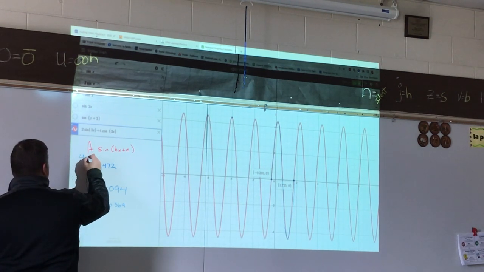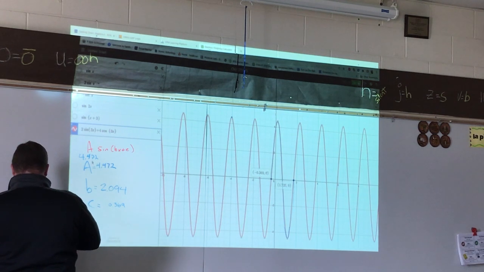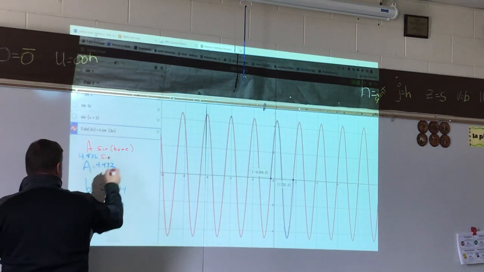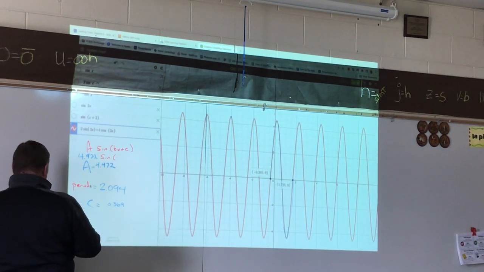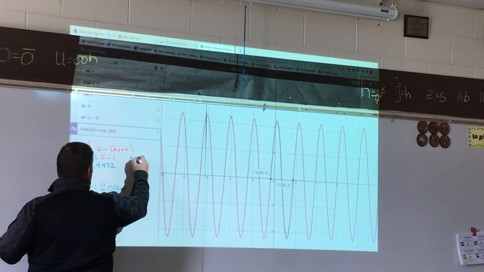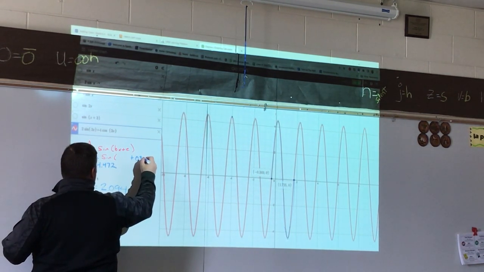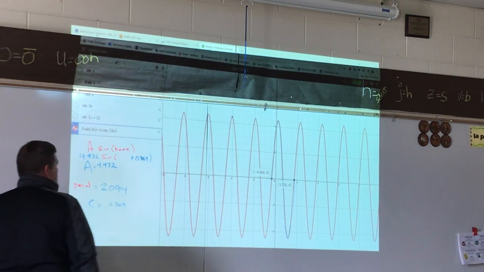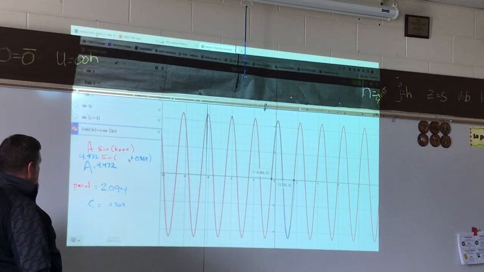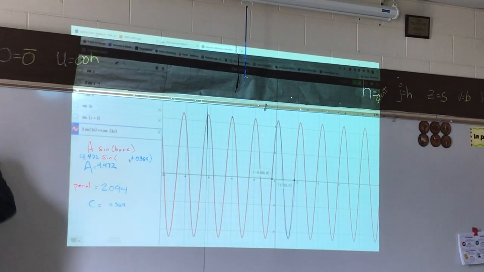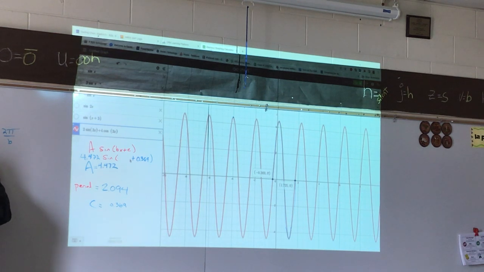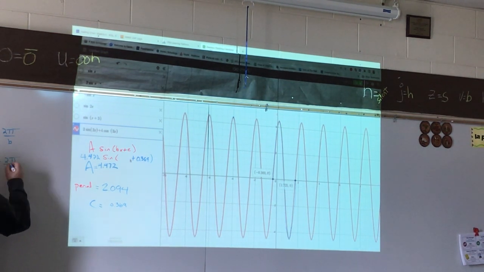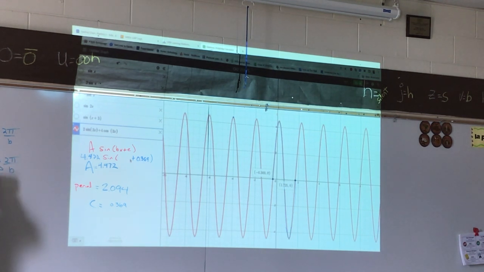So to write this equation, I got 4.472. That's my A. Sine, parentheses. She didn't actually find my B there though, did she? She actually found my period. So it has to be 2 pi over. I thought it was 1.09. No, you have to do B over 2 pi. 2 pi over b. No, because that equals period. Well, here's the formula. Period equals 2 pi over b. So 2.094 equals 2 pi over b. Multiply on both sides, or switcheroo.